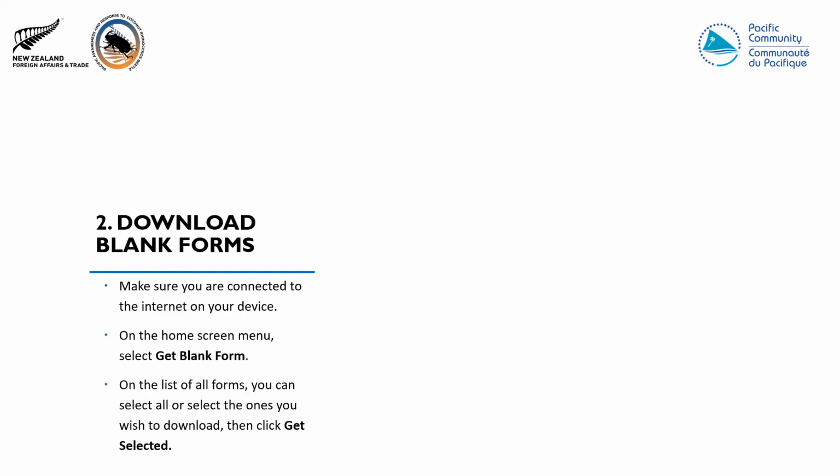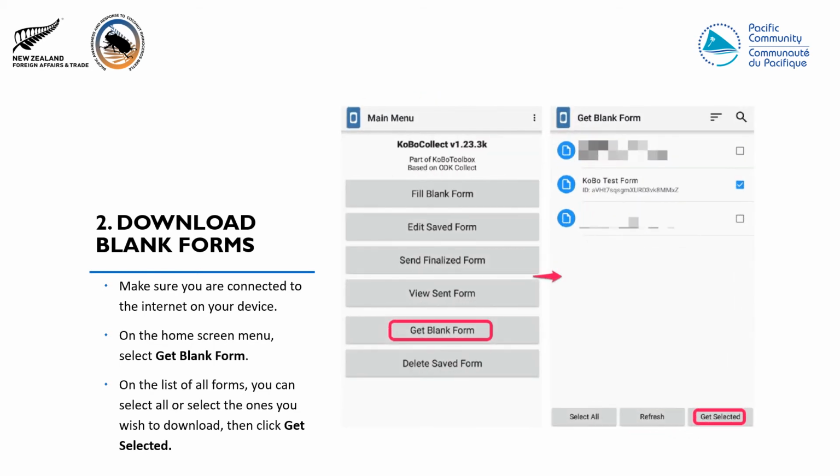To download forms onto your device, make sure that the device is connected to the internet. Tap Get Blank Form and you will see forms that are shared with you from the person that created the form. Select the desired form and tap Get Selected.